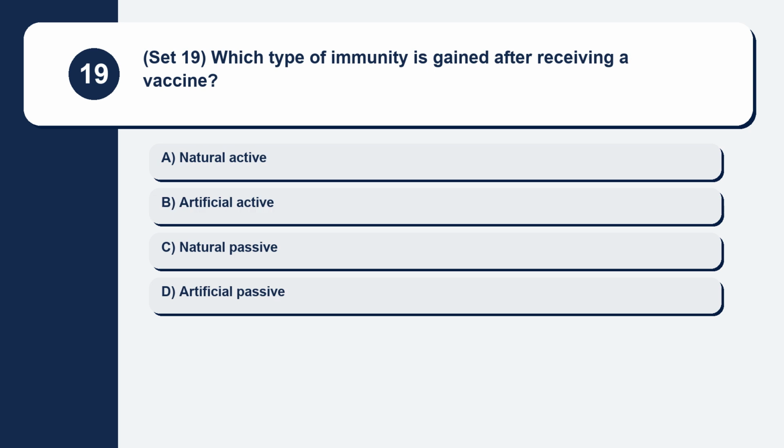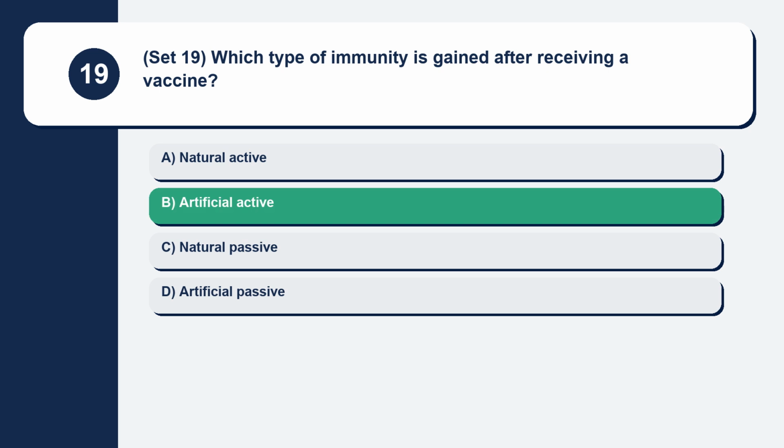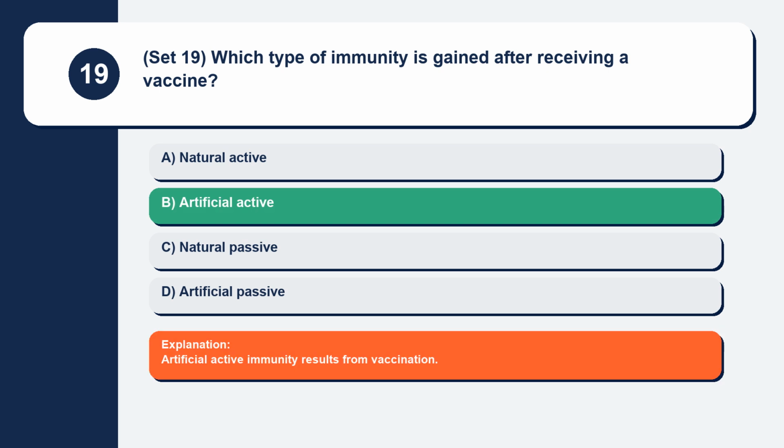Question 19. Set 19. Which type of immunity is gained after receiving a vaccine? Natural active, artificial active, natural passive, artificial passive. Artificial active immunity results from vaccination.